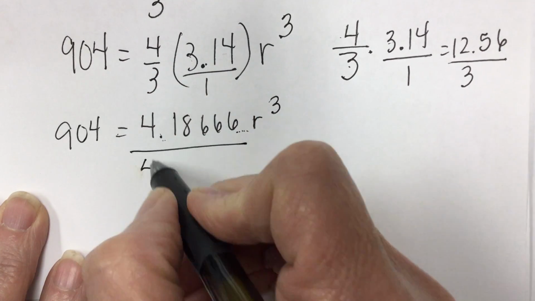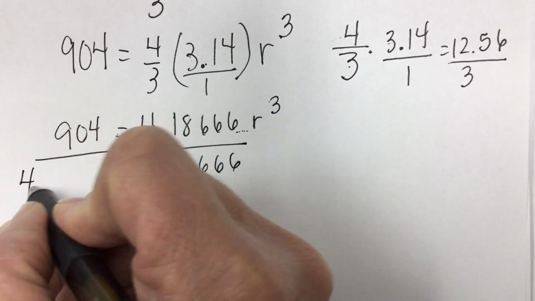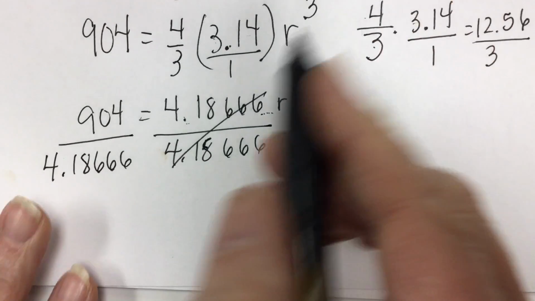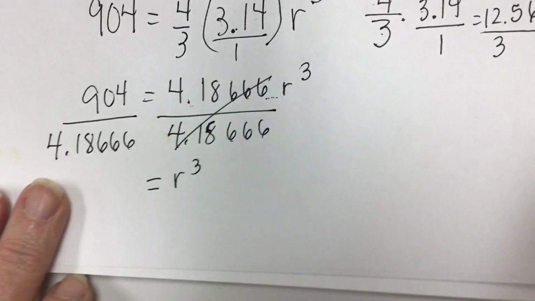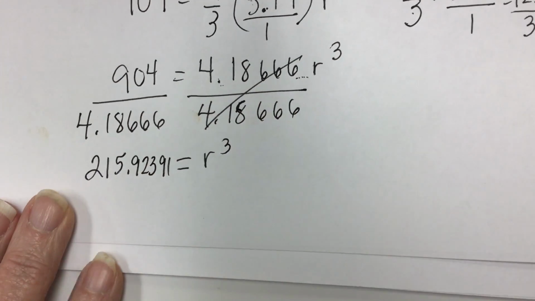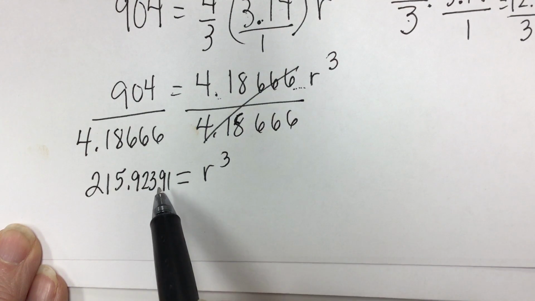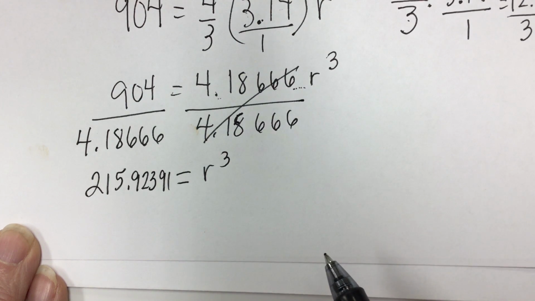904. Now let's divide both sides by 4.18666. So these cancel, and I end up with r cubed equals 904 divided by 4.18666, which gives 215.92391, something like that. If you rounded, you wouldn't end up with all these decimal places, but I'm keeping several decimal places to make it the most precise answer that I can get.